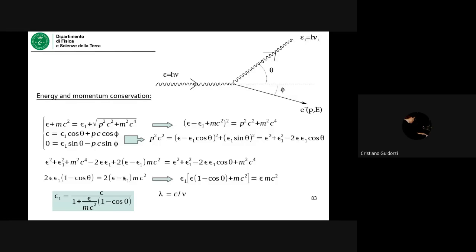There is also another way to express this formula here. Instead of using photons' energies, you can use the corresponding wavelengths, for example.